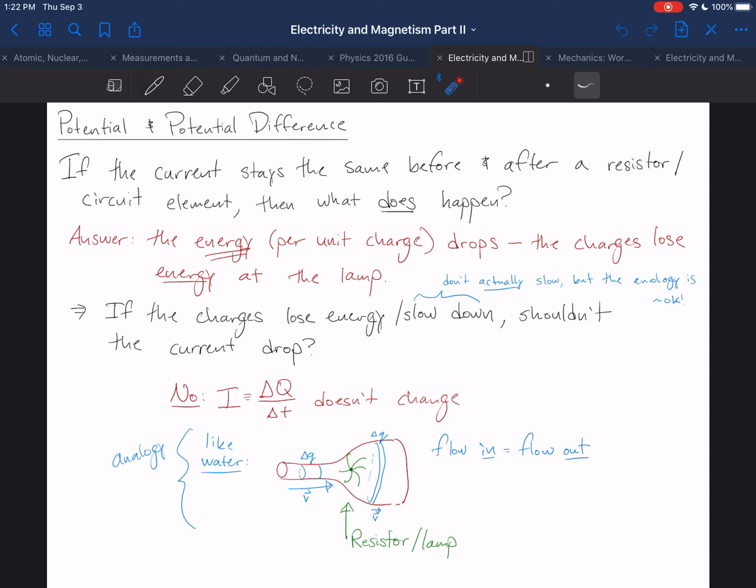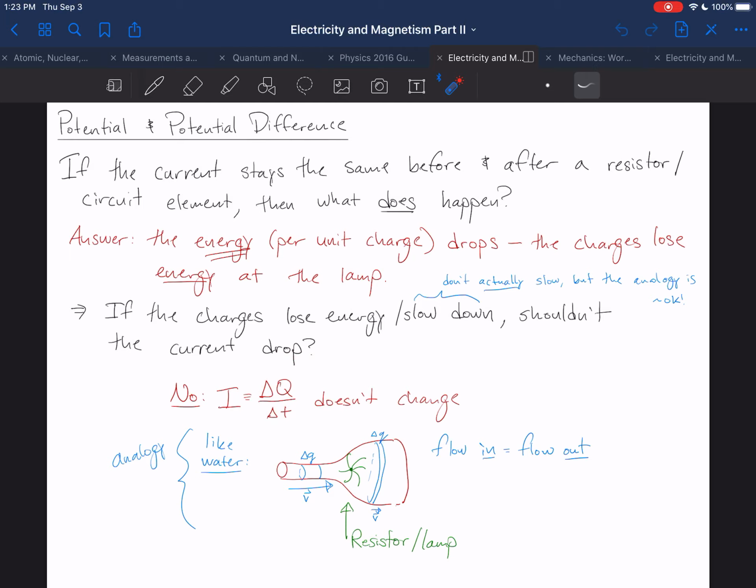So question, if the charges lose energy and therefore conceptually slow down, I'm going to put that in quotes because they don't actually slow down for some complex reasons. Happy to answer that later if you'd like. But if they slow down, quote unquote, shouldn't the current drop? And the answer is no, because the rate of the charge flow doesn't change.